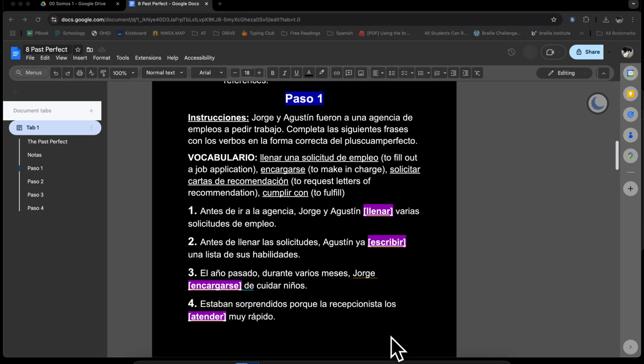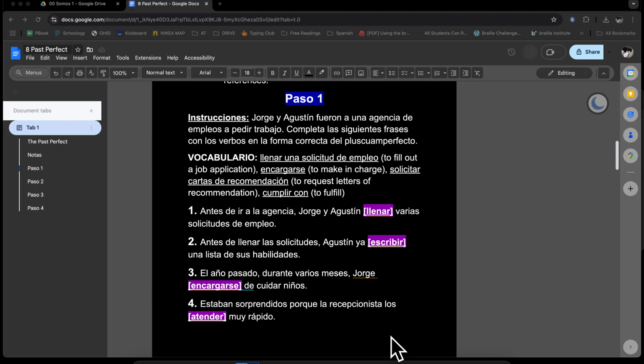Okay, and then we move on to paso uno. Here you're going to have to take the infinitive from the sentence and conjugate it using the past perfect tense. You do have a lot of vocab there, so I would encourage you to review it. Number one, for example, says, antes de ir a la agencia, before going to the agency, Jorge y Agustín llenar varias solicitudes de empleo. What it's trying to say there is Jorge and Agustín had filled out many job applications. So to say they had filled out many, we would say había llenado. Jorge y Agustín habían llenado, habían with an N, habían llenado varias solicitudes de empleo.